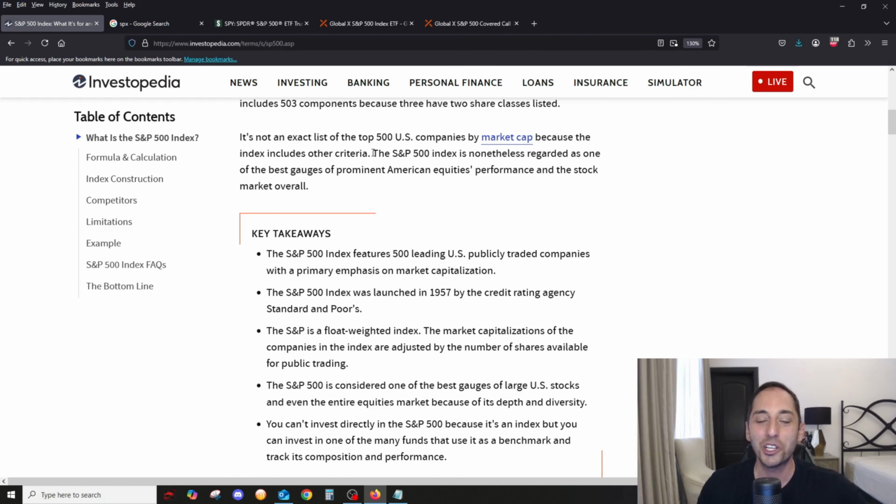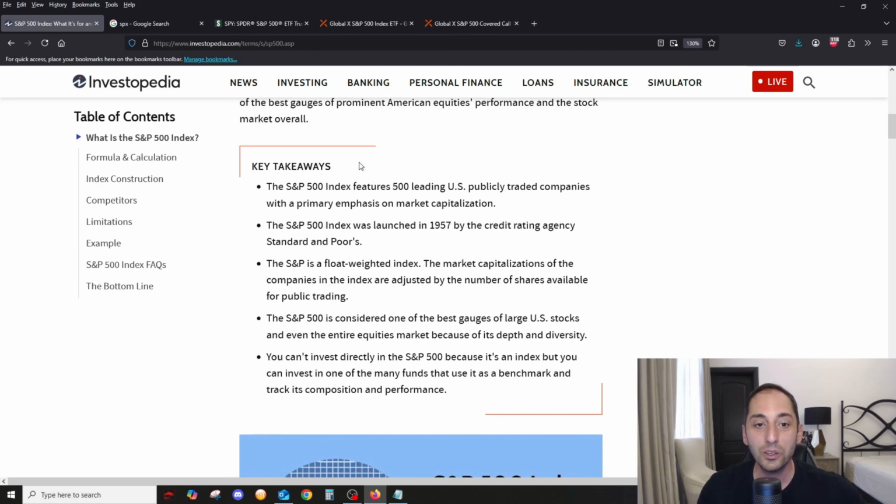We've all heard the expression, the market: how is the market doing, beating the market, underperforming the market. Well, the S&P 500 sometimes is pretty much that. That's what people are talking about when they say the market, because it's so diversified. It really is, like it says here, a good gauge of the overall American stock market.